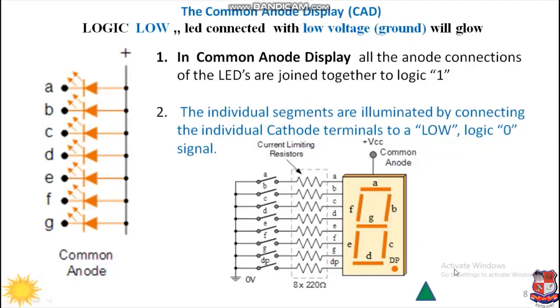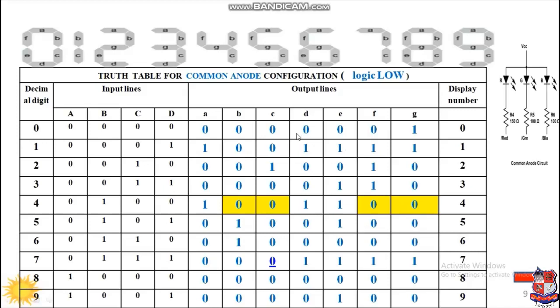Now we move on to common anode configuration, and the truth table for common anode configuration is given as this, also called logic low. In this configuration, each LED's anode is connected together and given higher potential. Whichever LED we want to glow should be given a lower potential, so that because of the potential difference, current will flow through that LED.